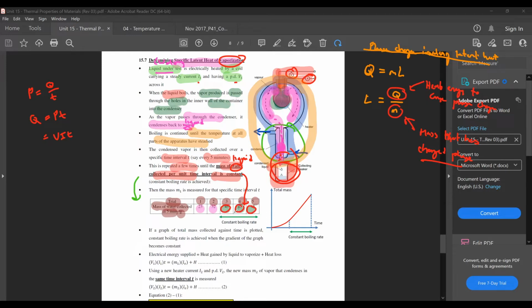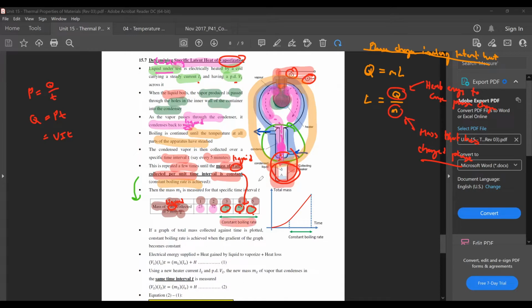Now, when you have mass collected per unit time being constant, this is telling you that you have achieved constant boiling rate, okay? Constant boiling rate is when the mass of liquid that you collected per unit time interval is constant, all right? So that's what we mean by that. And then your table here, you also need to change. It's not mass of water, it's actually mass of liquid, okay? The mass of liquid collected in 5 minutes per gram. If you reach 45 for the subsequent trials, this is already constant boiling rate, okay?